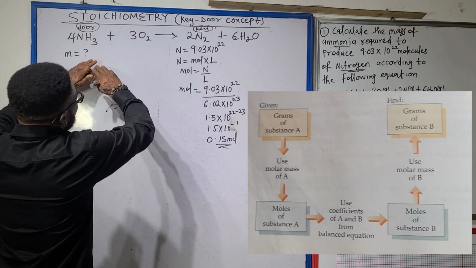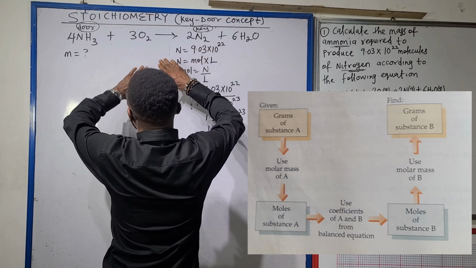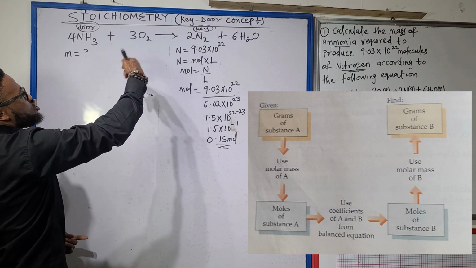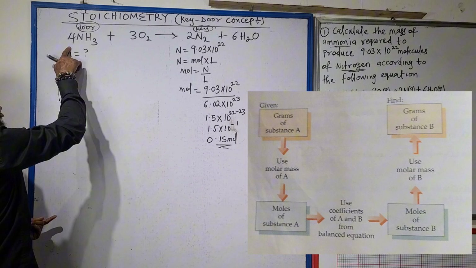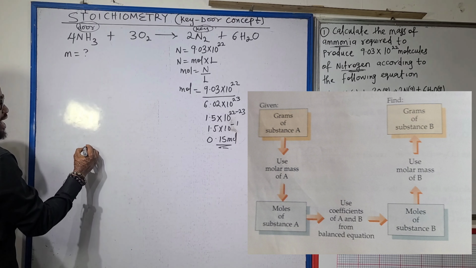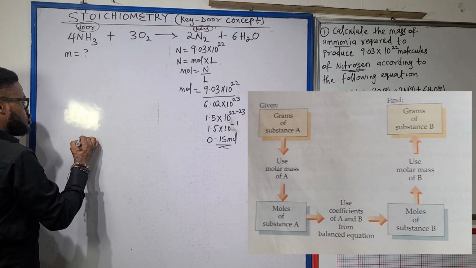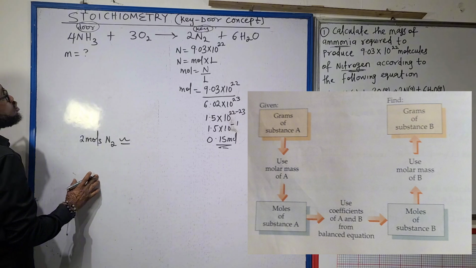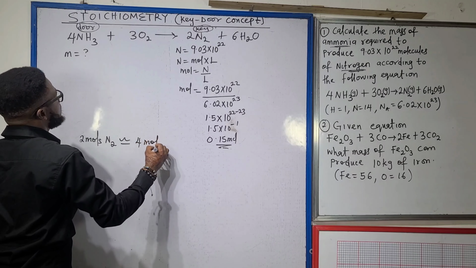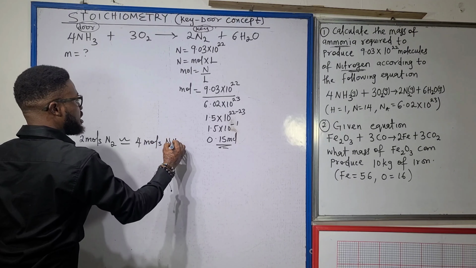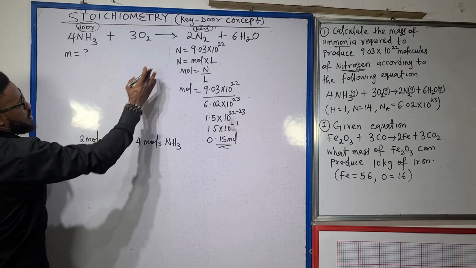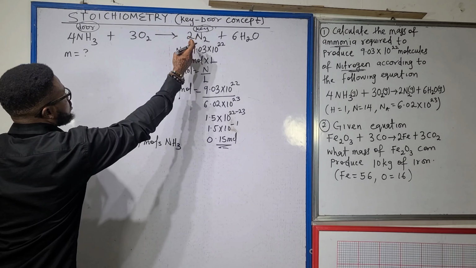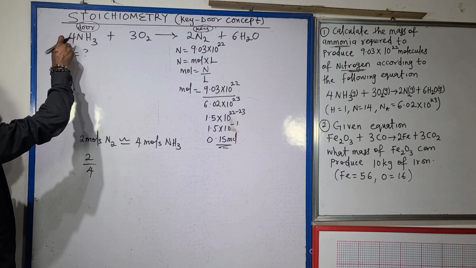So in this case, according to a balanced equation like we have in this situation, 2 moles of nitrogen gas is stoichiometrically equivalent to 4 moles of ammonia. So what that means is that I'm going to equate. So I'm saying 2 moles of nitrogen gas is stoichiometrically equivalent to 4 moles of ammonia. So from the equation, if I'm saying 2 divided by 4, it means number of moles of nitrogen from the equation divided by 4 moles of ammonia.